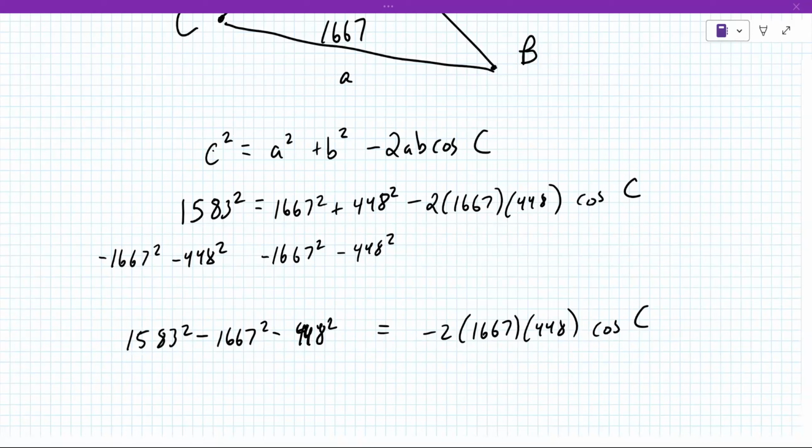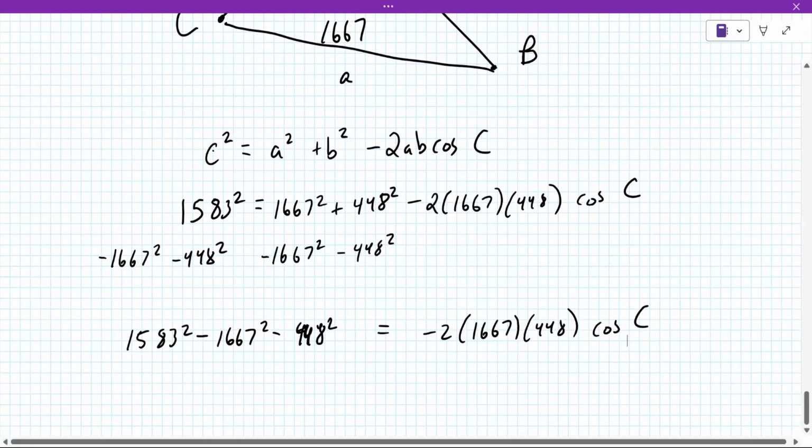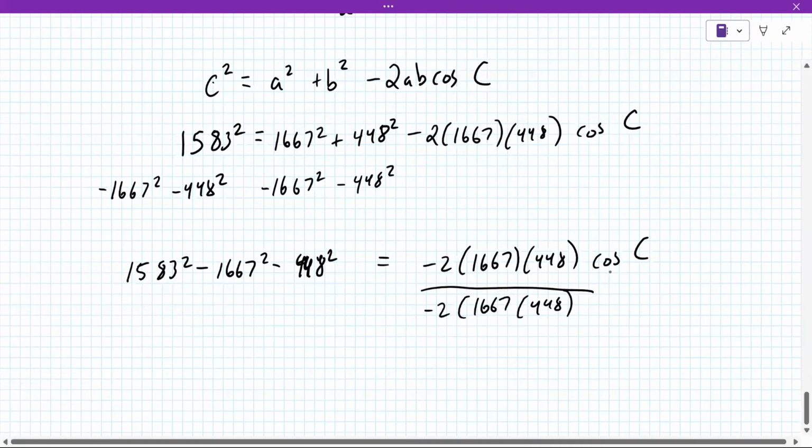Wait, why did you move everything? We want to solve for cosine C, so we have to move stuff around. Right. Okay, so the left side is going to be this, and then you divide both sides by the stuff that's in front.